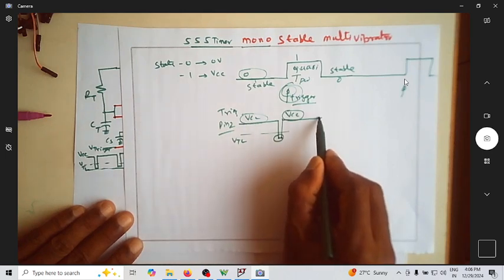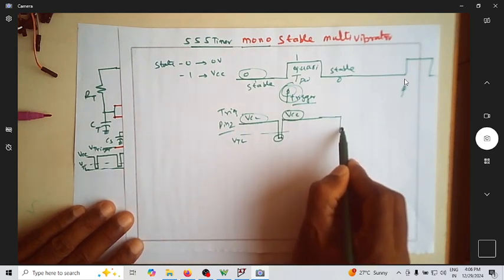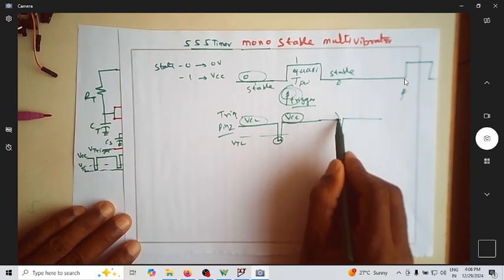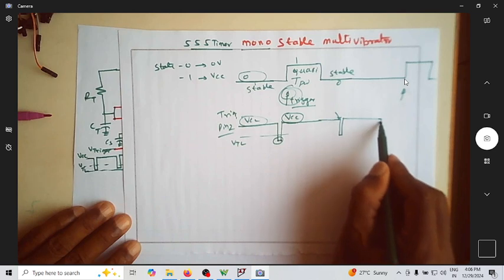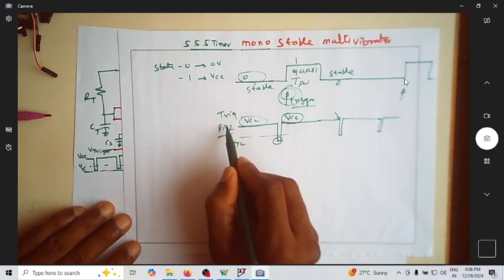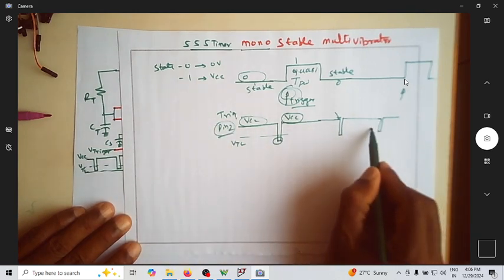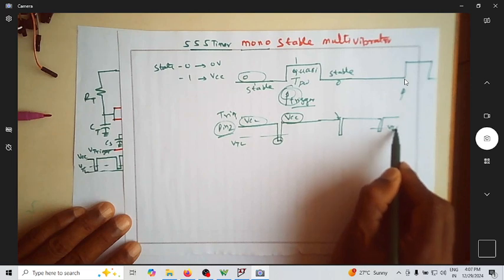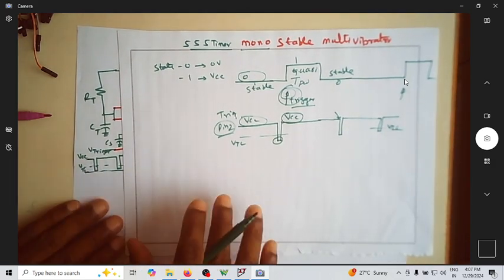Now if you want to trigger again, make the voltage go less than VTL, and this is again the second trigger. If you want to trigger again, just give a trigger. Trigger means the voltage at pin number 2 should go less than the VTL point. That is the whole idea.